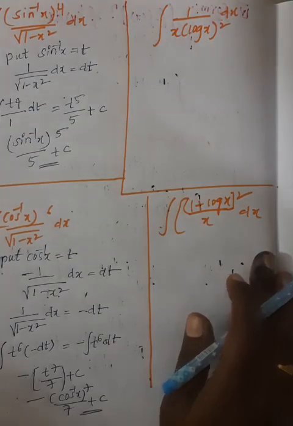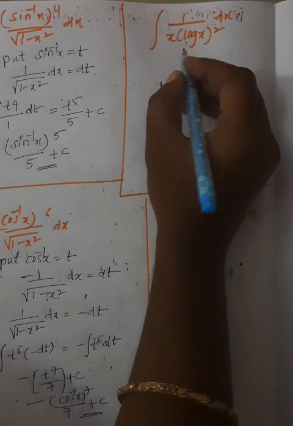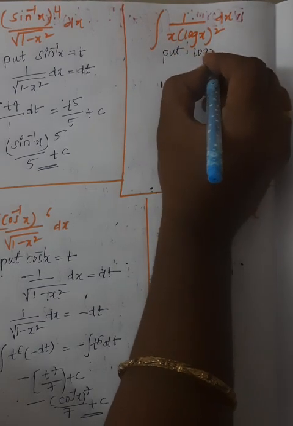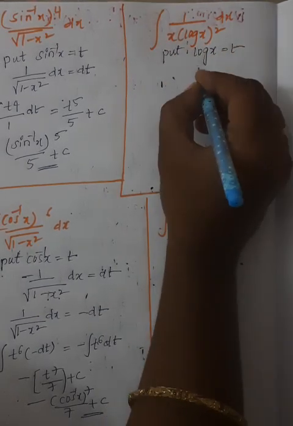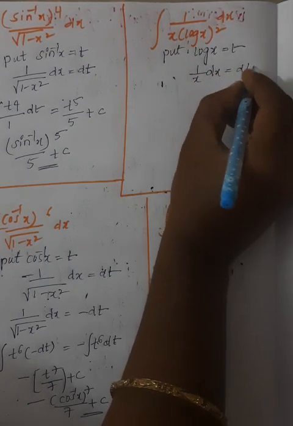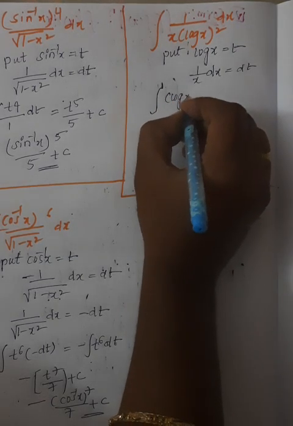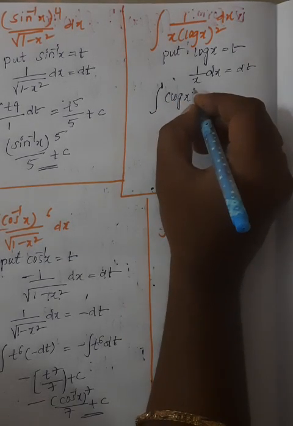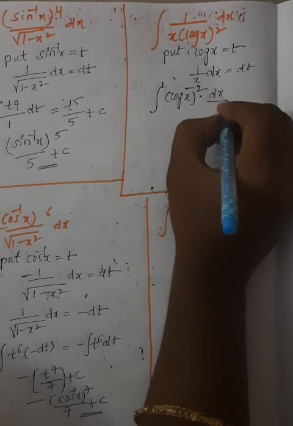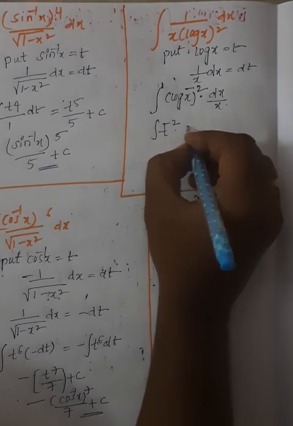Now the next question is 1 by x into log x whole square into dx. So here we have to put log x is equal to t. Therefore 1 by x dx will become dt. So for the integration, we have to bring the denominator power 2 to the numerator. It will become minus 2. So it will become t power minus 2 into dt.